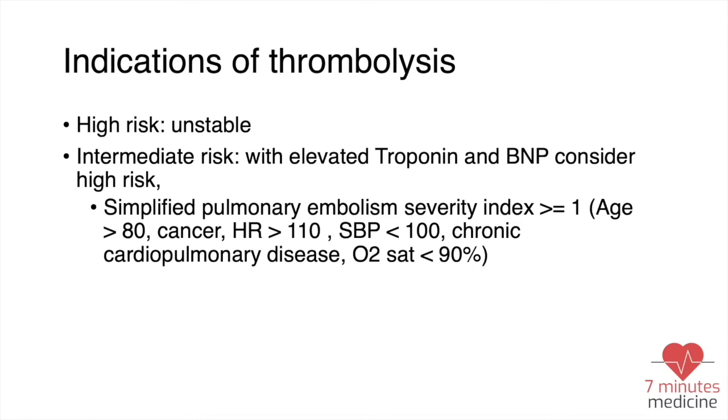And there is another score that we can use to define the high risk category in the intermediate PE. It is the simplified pulmonary embolism severity index. If we have one or more of the following: age more than 80, cancer, heart rate more than 110, systolic blood pressure less than 100, chronic cardiopulmonary disease, and oxygen saturation less than 90%. If we have any of those, one or more, and we are having intermediate or submassive PE, then the patient may benefit from thrombolysis.